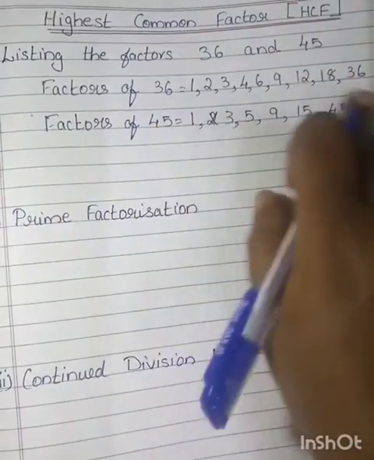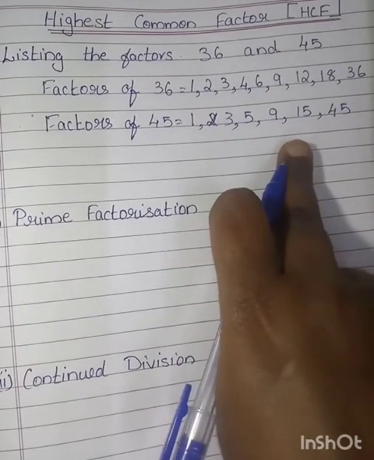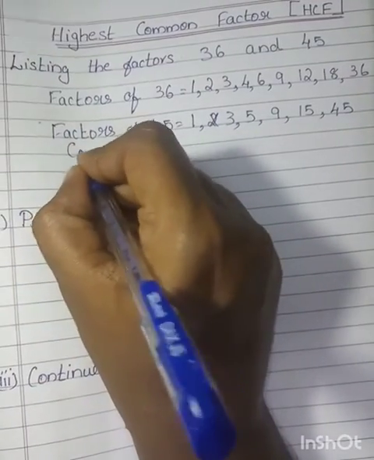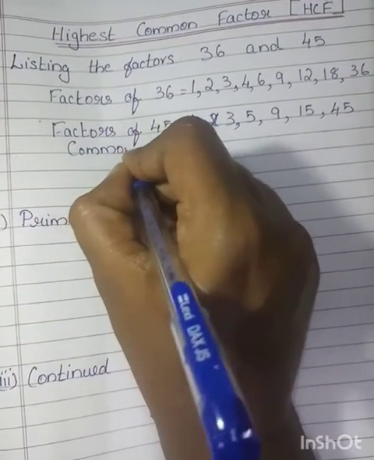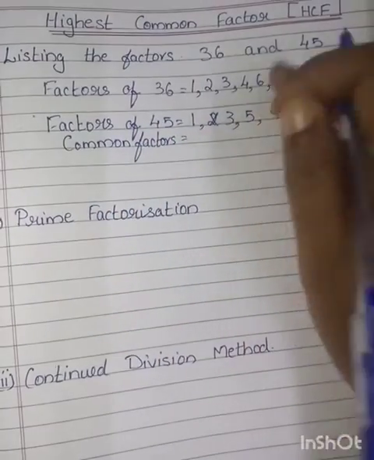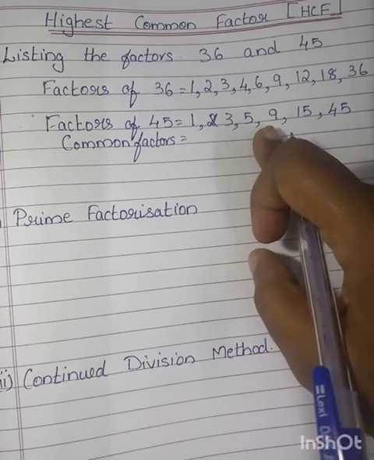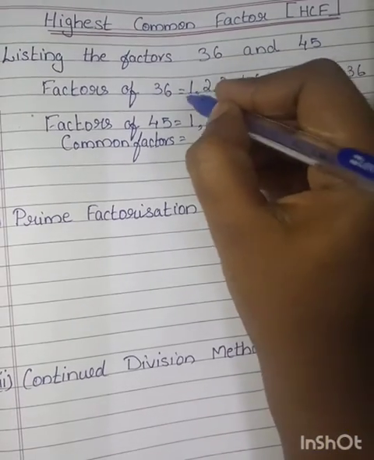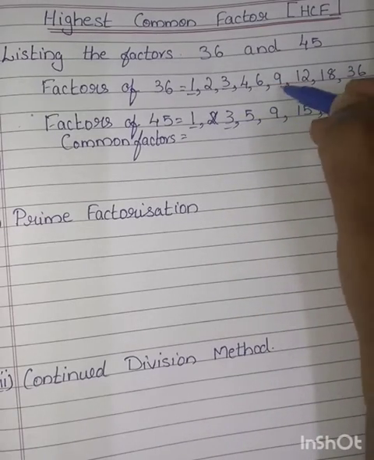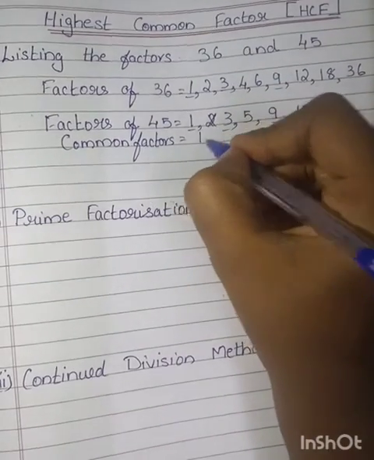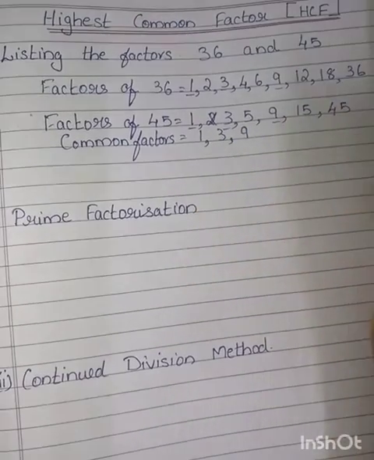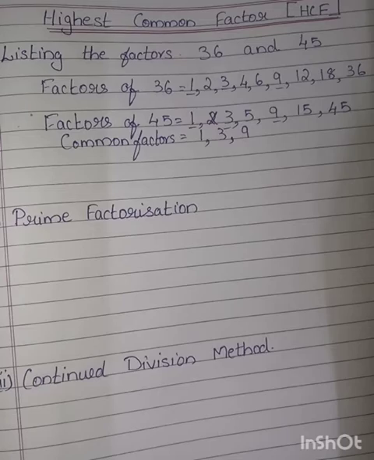Once you list all the factors of 36 and 45, now you have to find out the common factors. Which all are the common factors? Common factors means the factors which are coming in both 36 as well as 45. So here you can see 1 is a common factor, then 3 is also a common factor, then 9 is also a common factor. So just take those numbers and we can write it over here. So 1, 3 and 9 are the common factors.